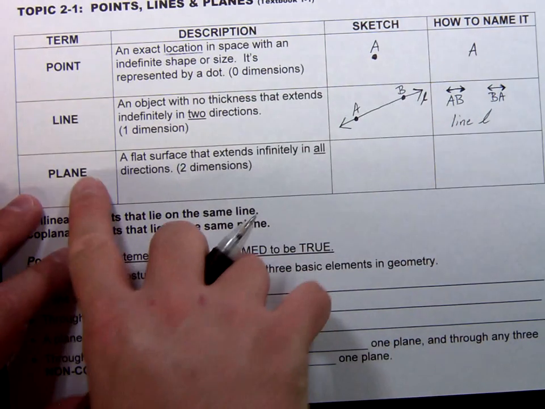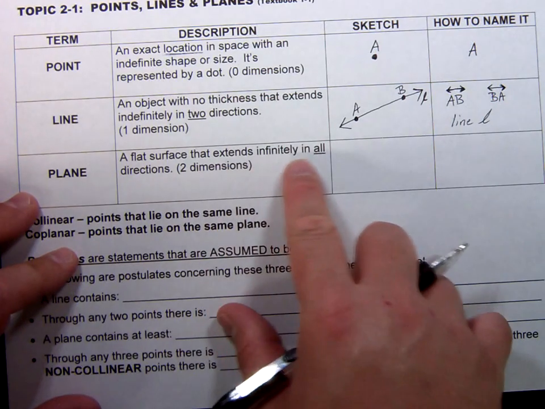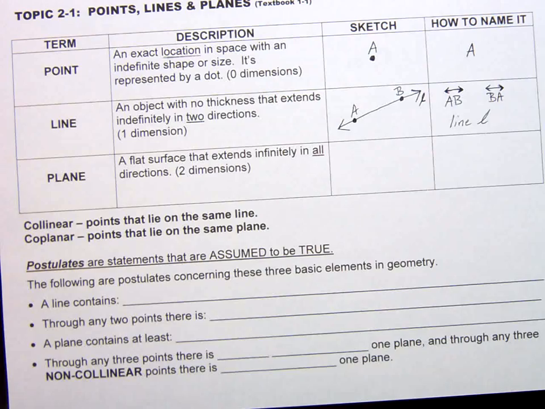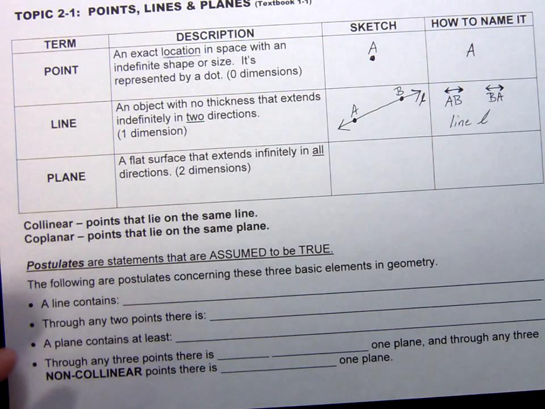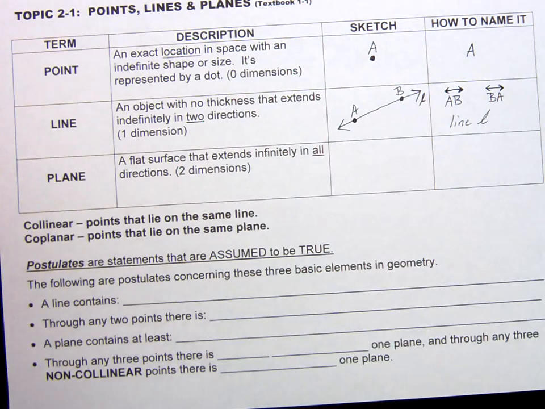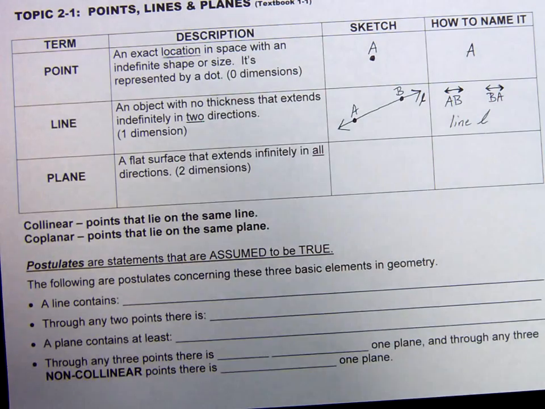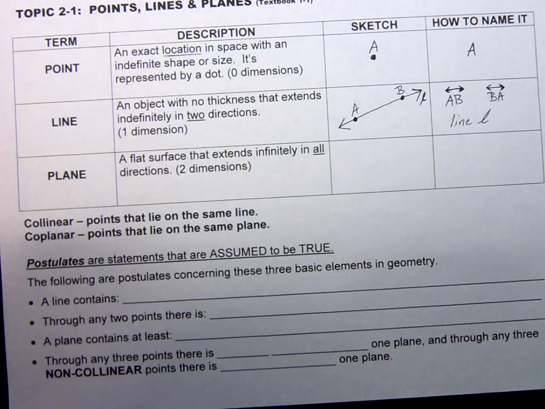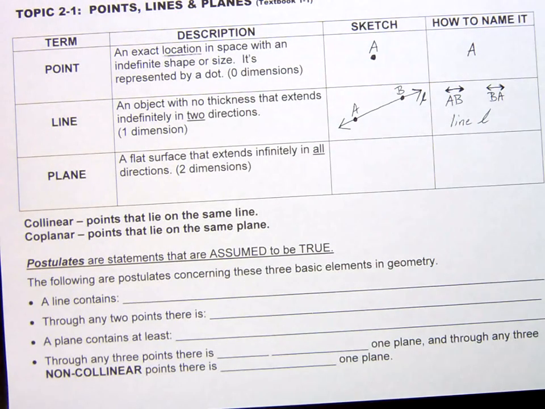Alright, a plane is a flat surface that extends infinitely in all directions. And a plane is 2 dimensions. It has a length and a width. A common thing that you could visualize as a plane would be a piece of paper. Now, technically, a piece of paper does have a 3rd dimension, but a piece of paper is so thin that it's almost like that 3rd dimension isn't there. So a plane is 2-dimensional. It's got a length and a width. It's a flat surface. Now, a plane extends infinitely in all directions.